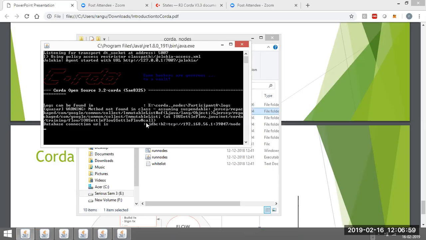RPC. So you want to know how I expose my Corda application to the outside world? Yes. You do it with APIs, RPC APIs. So that API is using the RPC protocol, right? Yeah. Okay, got it.